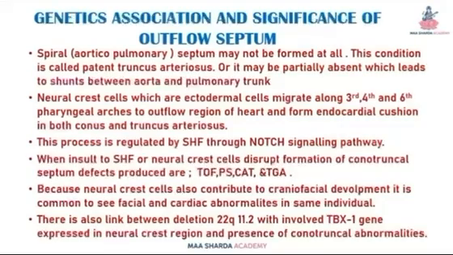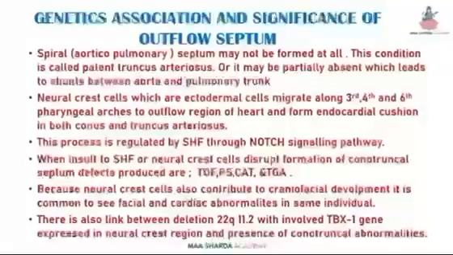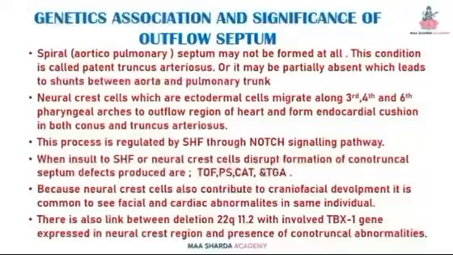Because neural crest cells also contribute to craniofacial development, it is common to see facial and cardiac abnormalities in the same individual. There is also a link between deletion 22q11.2, involving the TBX1 gene expressed in the neural crest region, and the presence of conotruncal abnormalities.